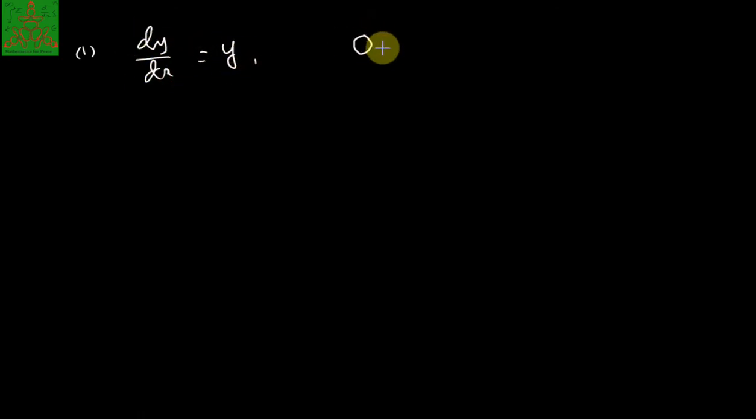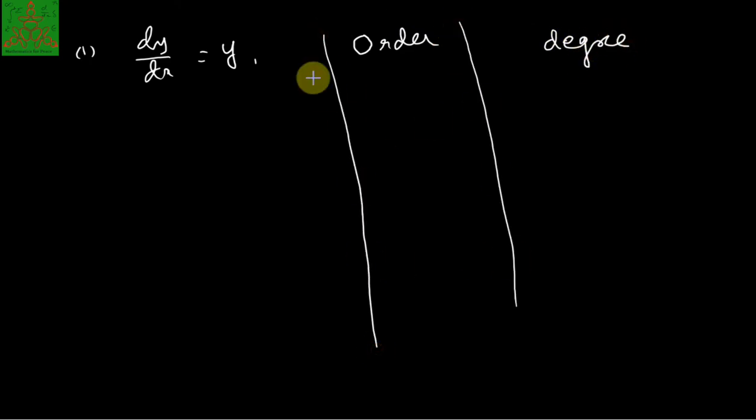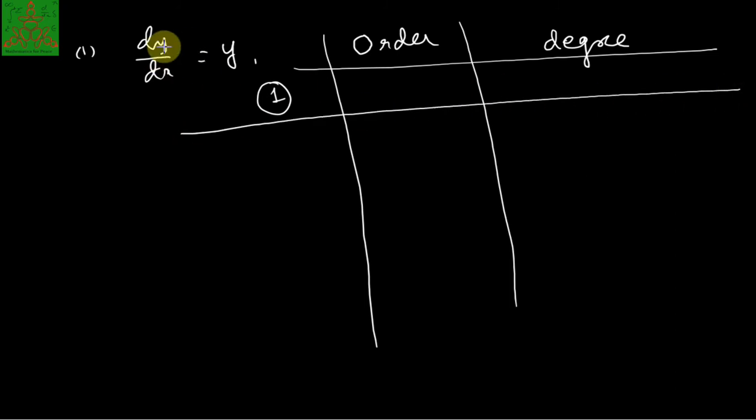So O refers to order and D refers to degree, or I can just make a column here. I may write down here order and degree, and we make one table for these differential equations. This is the first differential equation that I have written here. So what is the order for this differential equation? The order for this differential equation is 1, because the highest order derivative is 1, and the power for that highest order derivative is also 1.